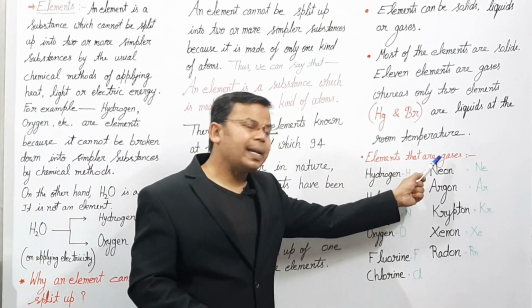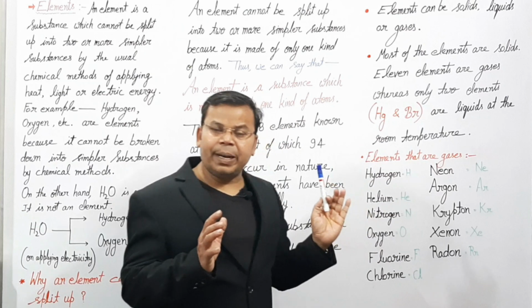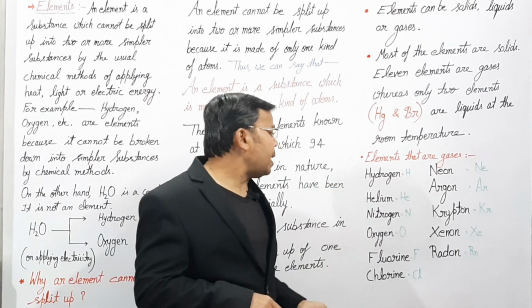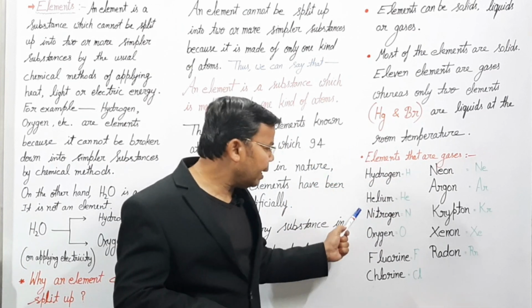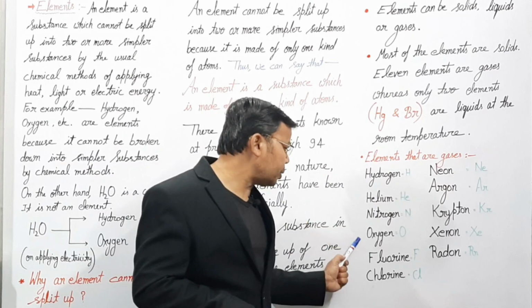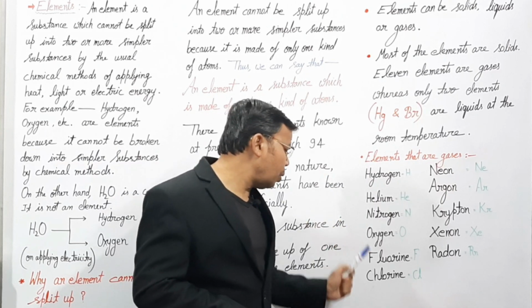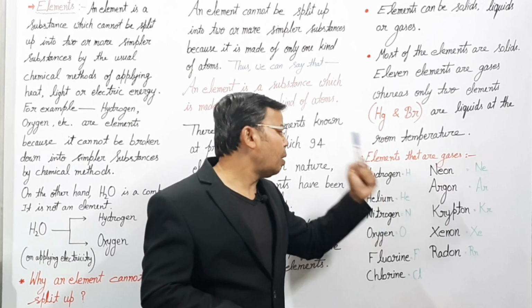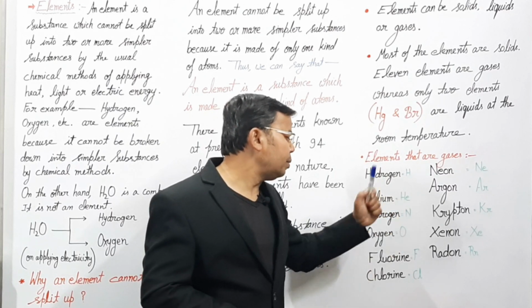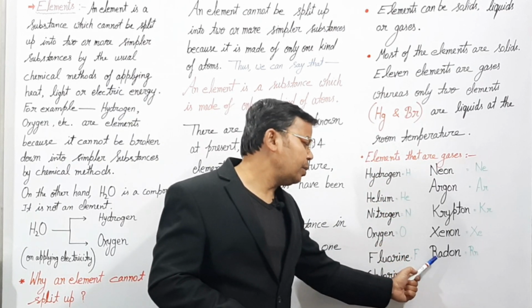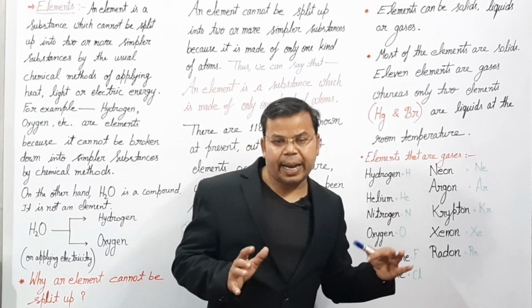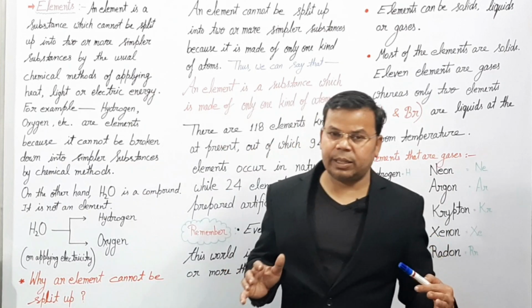The 11 elements that are gases are hydrogen, helium, nitrogen, oxygen, fluorine, chlorine, neon, argon, krypton, xenon and radon. These are the elements which are gases.